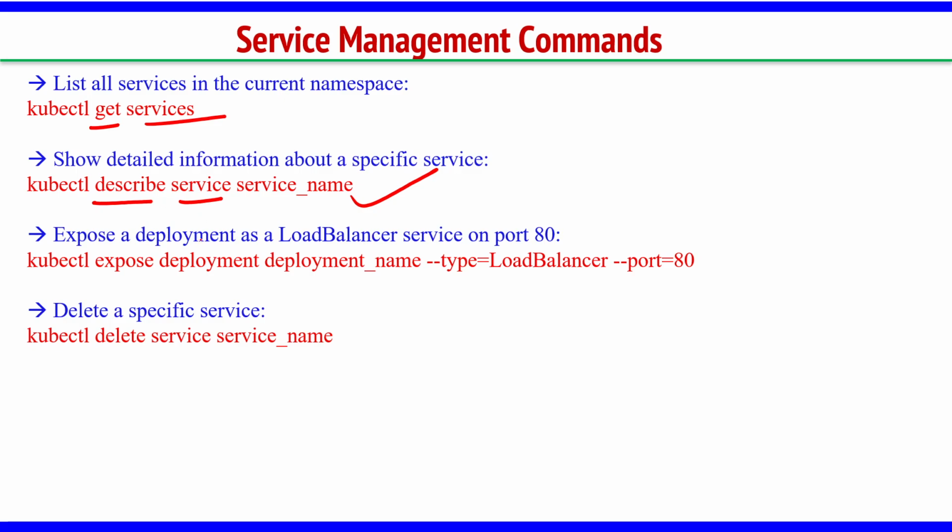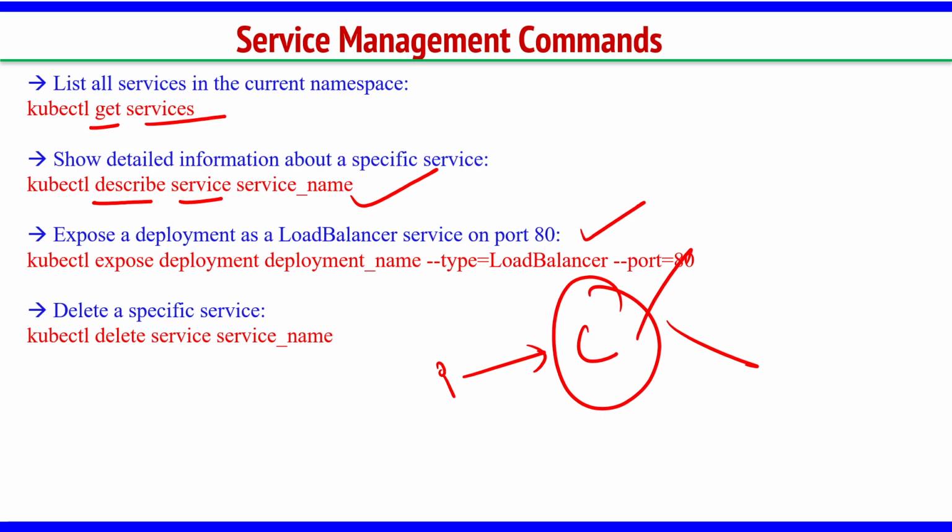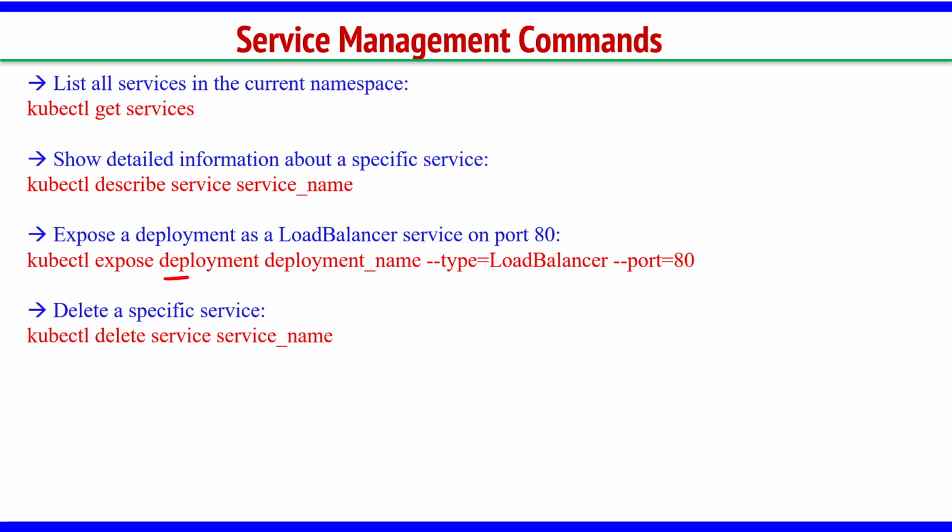Next, expose a deployment as a load balancer service on port 80. There is one deployment through which your application is deployed and you want to expose it as a load balancer service. It means you want your load to be balanced between those services. A particular image is in a container, and you want to have multiple copies of this container. In that case you can use kubectl expose deployment, the deployment name, --type=LoadBalancer. I want a load balancer service on port 80.